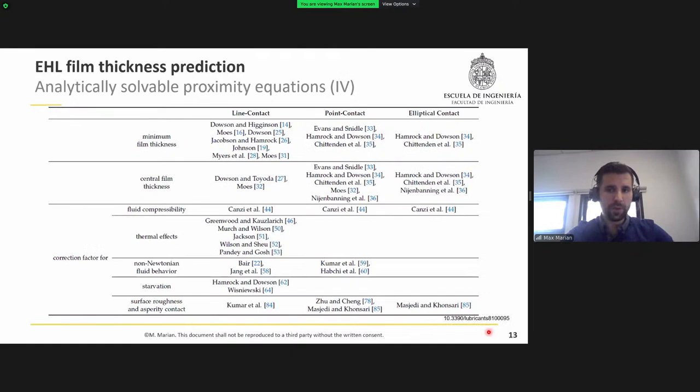This is an overview of all the equations that exist for the minimum film thickness and the central film thickness in infinite 2D line contacts, as well as point contacts, or 3D elliptical contacts, that have been published over the years. And we can also see that there are quite some approaches for actually correcting these equations by factors addressing fluid compressibility, thermal effects, non-Newtonian behavior, starvation, or surface roughness. So what I've previously shown was only a very brief excerpt from all the work that has been done in that direction.